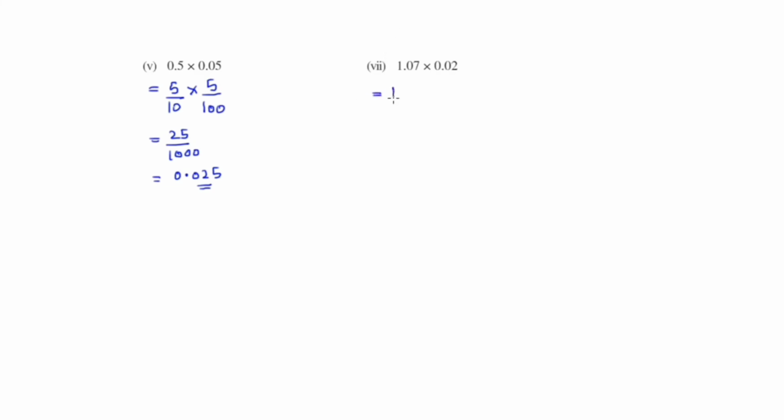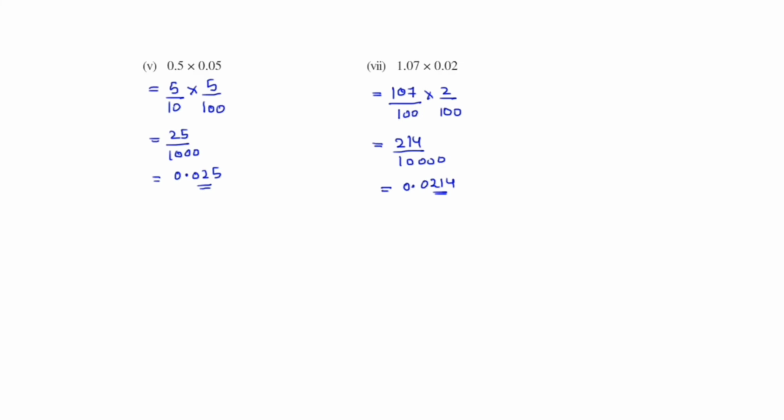In this part, as we can see, it can be written as 107 over 100, as after the decimal we have two digits, times 0.02 can be written as 2 over 100. Multiplying the numerator part, we will get 214 as numerator, and in the denominator we will get 10,000. Now count the number of zeros. We have 4 zeros, and before 2 we have no other number, so we will fill the space with 0. So 0.0214 is our answer.